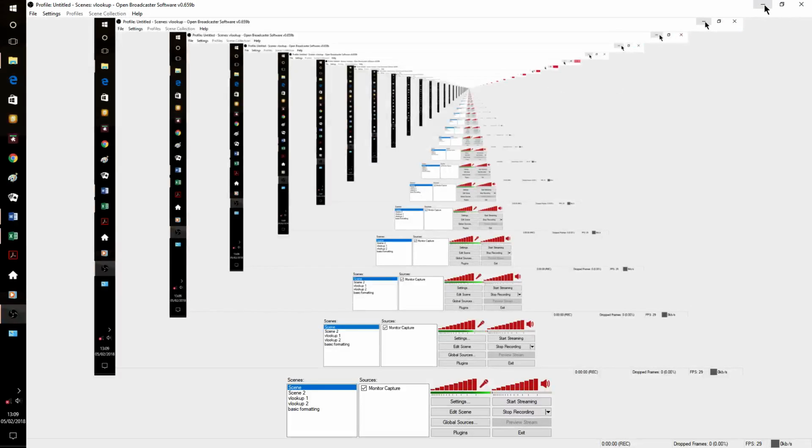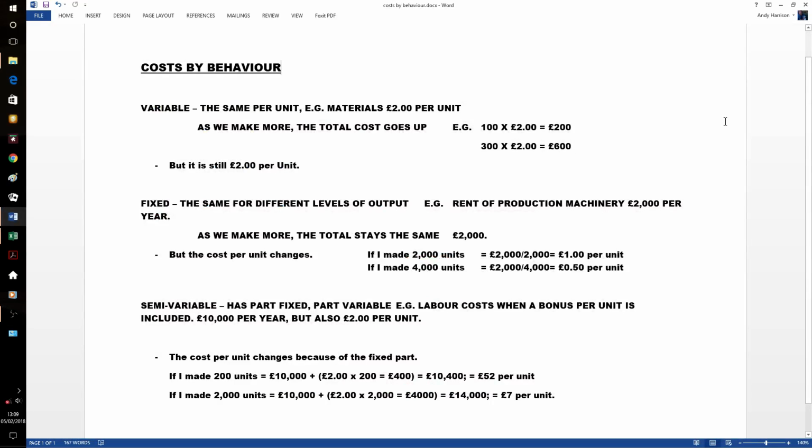Hello accounts people, time to have a look at costs by behaviour. We're going to look at variable, fixed and semi-variable costs.